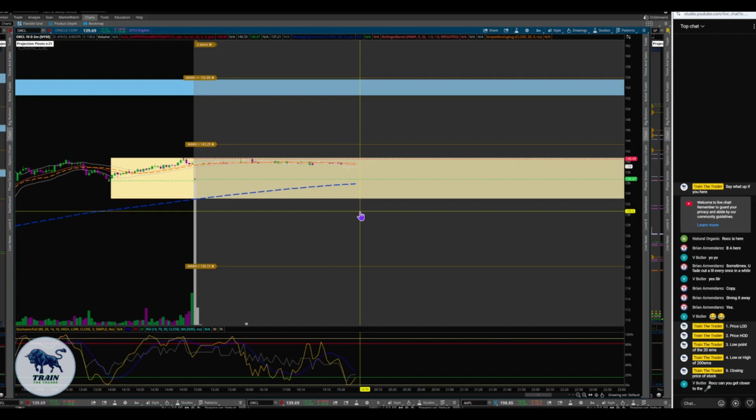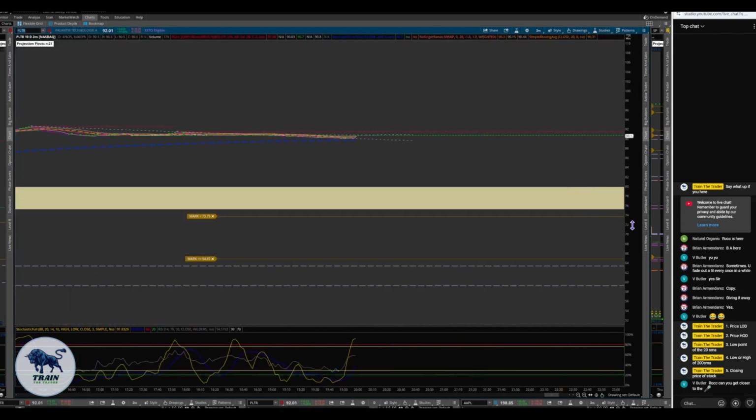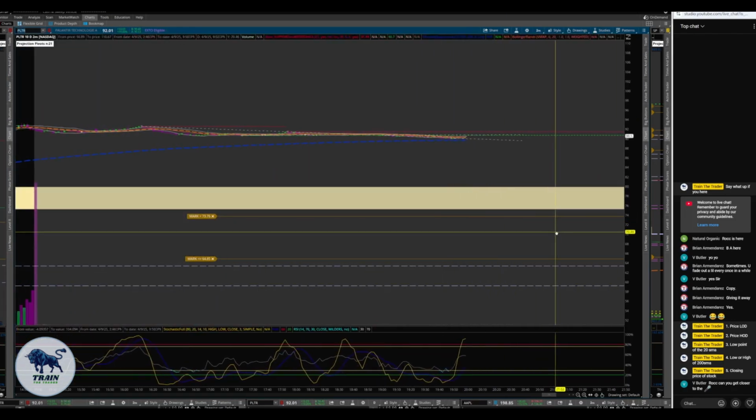CPI data is gonna be big. More than likely, it's probably gonna come in a little soft. They want this rally to keep going.